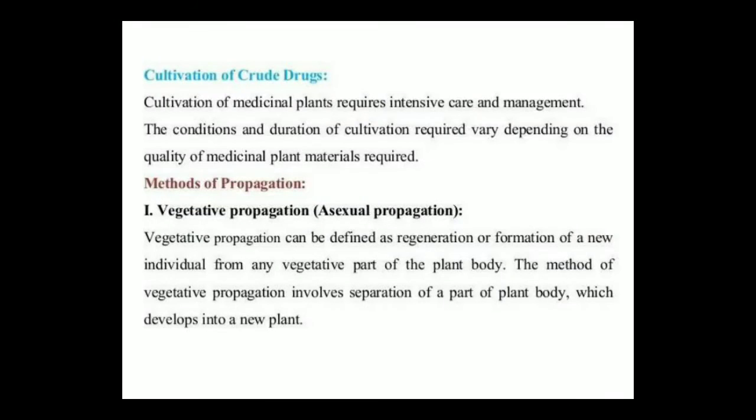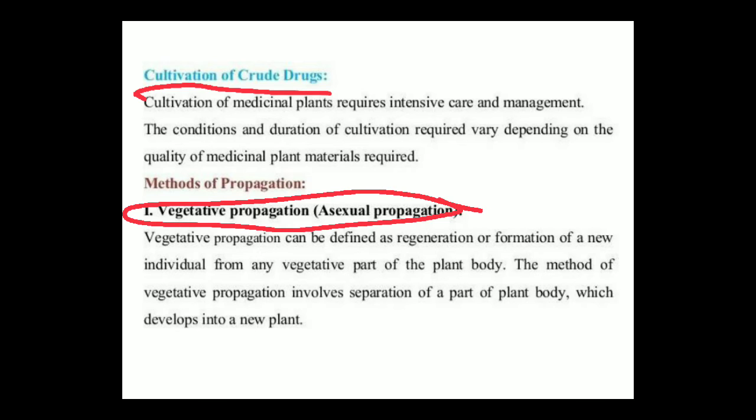Next, we move on to the particular processes. The cultivation of crude drug can be done via two processes. One is vegetative propagation, which is also called asexual propagation, and the other one is sexual propagation, sexual reproduction. So, first we will discuss vegetative propagation. It can be defined as regeneration or formation of a new individual from any vegetative part of the plant body.